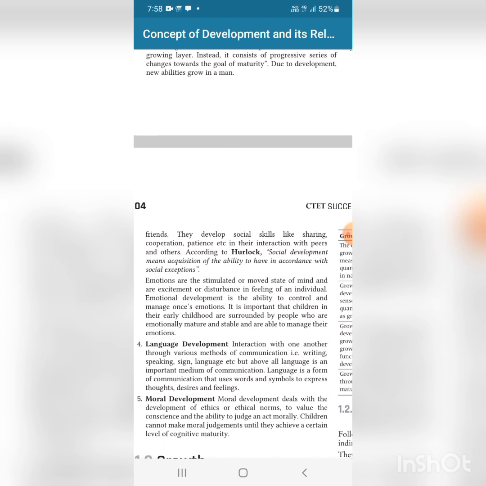It is important that children in their early childhood are surrounded by people who are emotionally mature and stable and are able to manage their emotions.